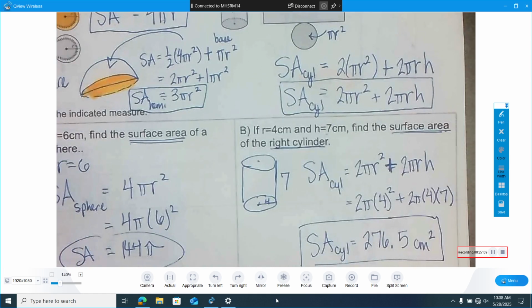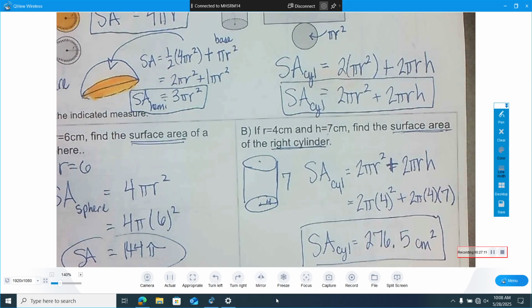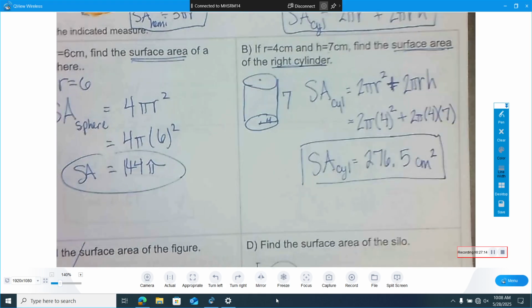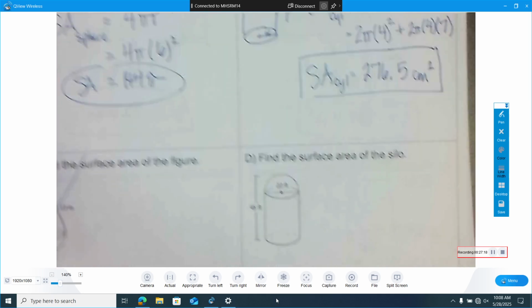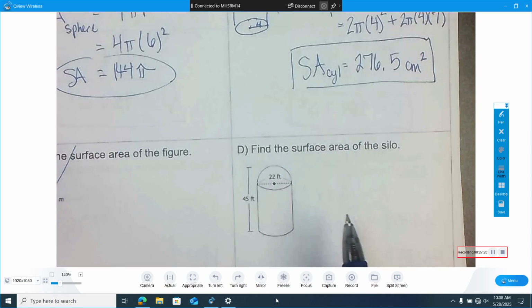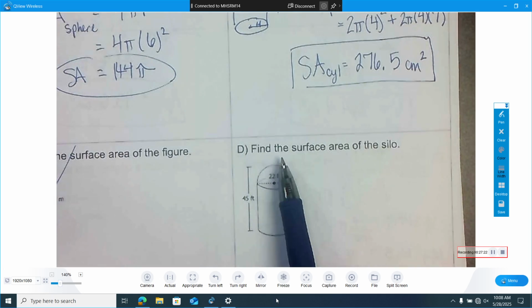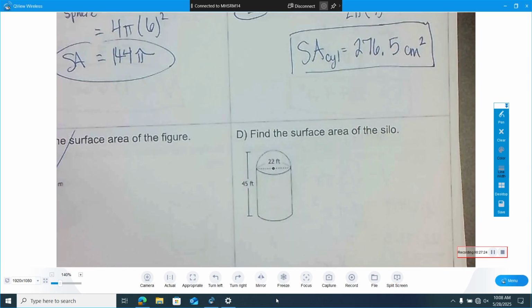Oh, we can't answer C yet. We had to skip that. You don't know the surface area of a cone yet, so we're going to skip that. I had to rearrange some things, but that's okay. Find the surface area of the silo. Let's talk about the surfaces. If you want to find surface area, you've got to talk about the surfaces.